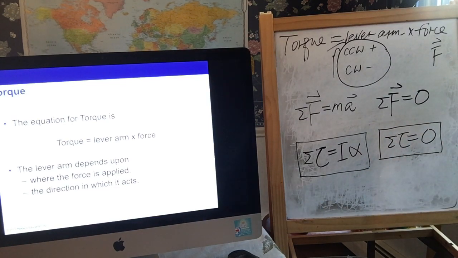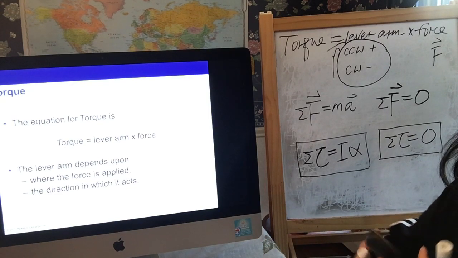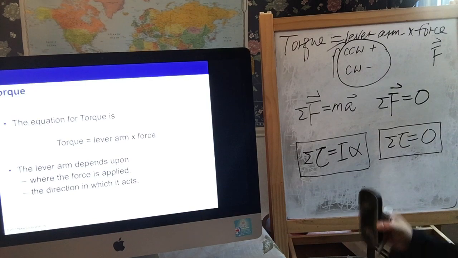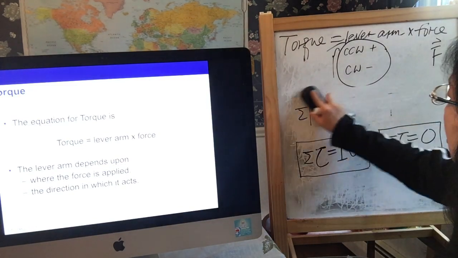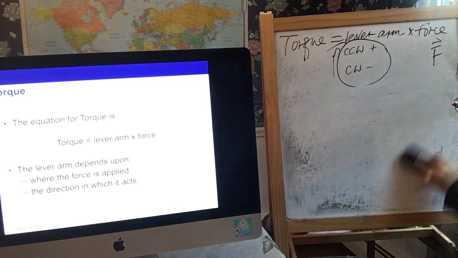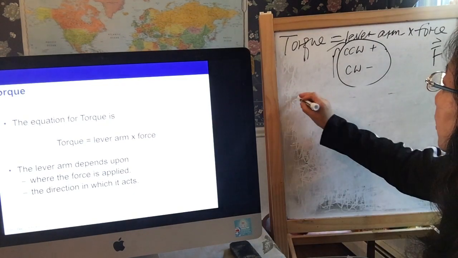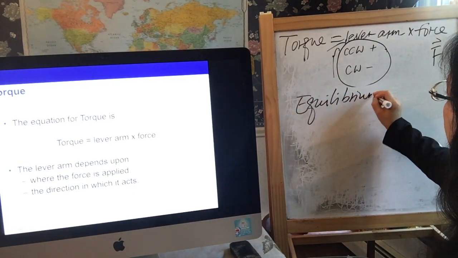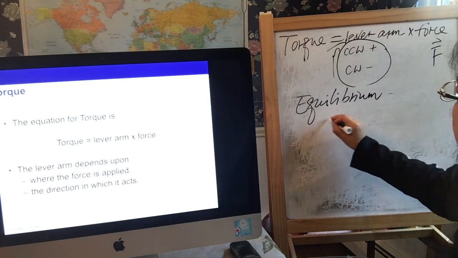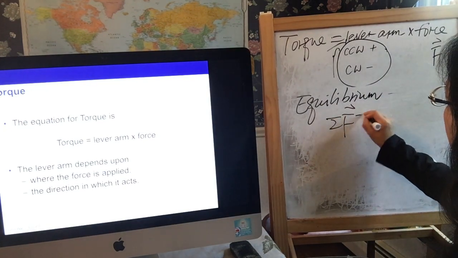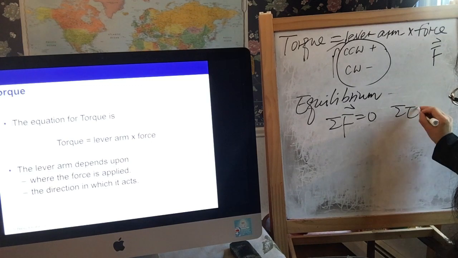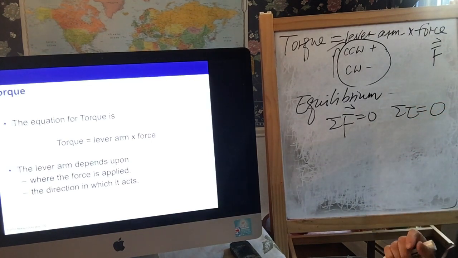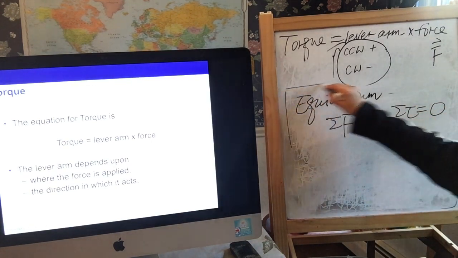Okay. So in other words, if I have an object which is undergoing both linear motion and rotational motion, the equilibrium condition for that case would be net force is going to be 0, net torque is also 0. So that's the equilibrium condition.